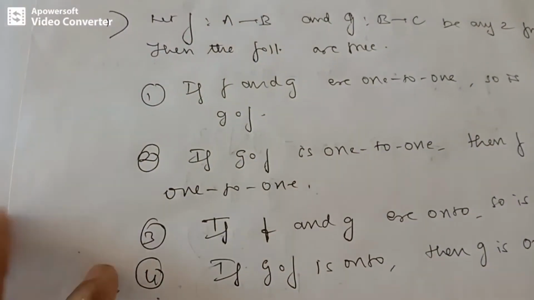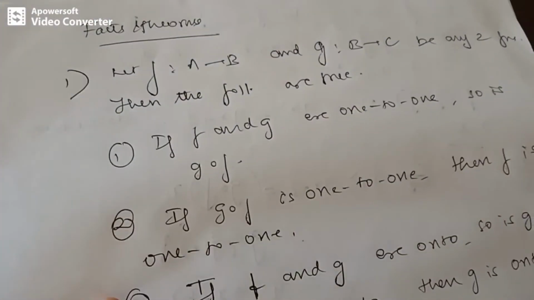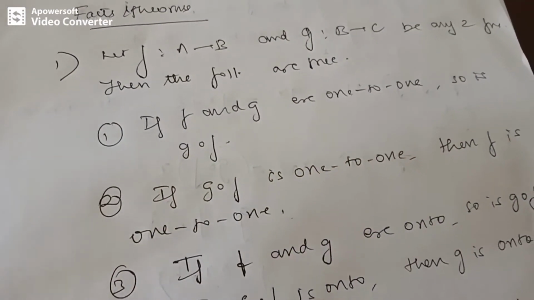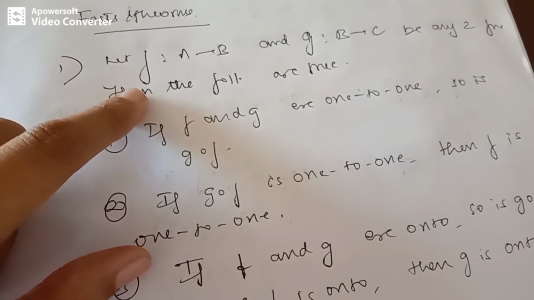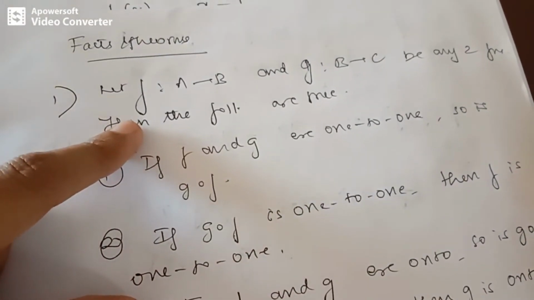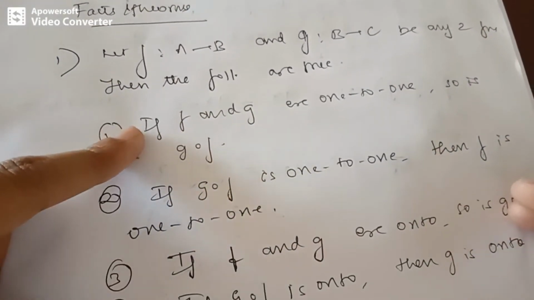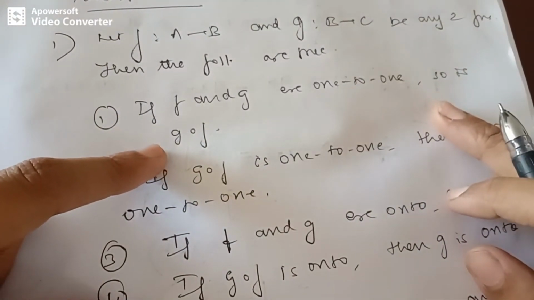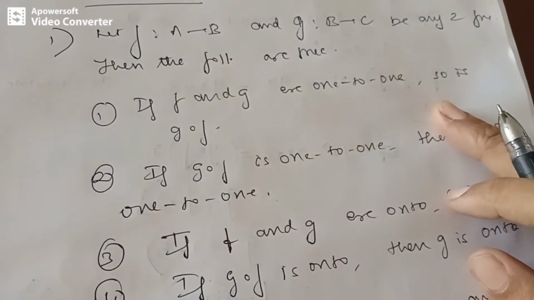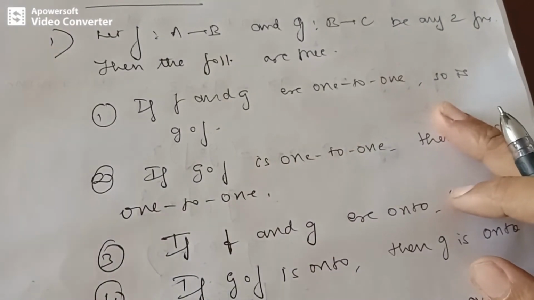So next, let's look into some of the facts and theorems related to the composition of functions. These are the facts and theorems which can be proved. We have two functions, function f which is a mapping from A to B, and function g which is a mapping from B to C. Let there be two functions, and if f and g are 1 to 1, and we know what is 1 to 1, onto, and all, I have discussed in the previous video sessions.